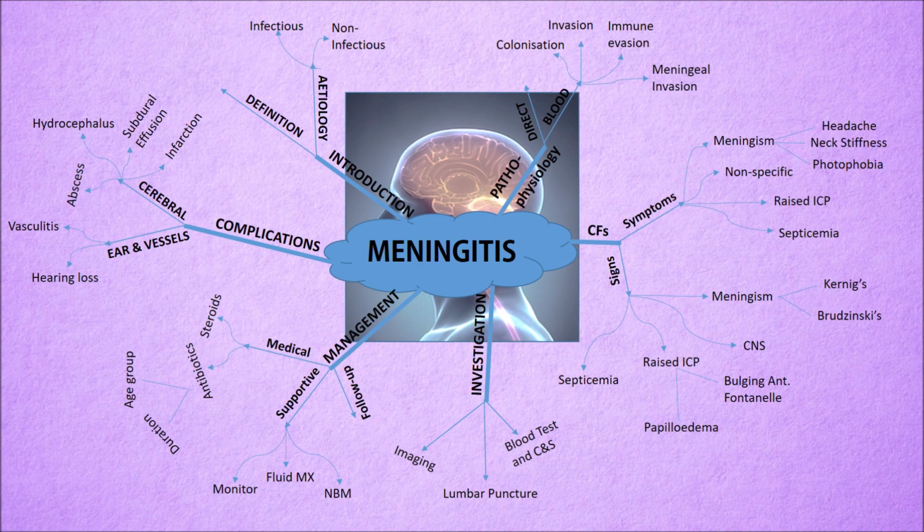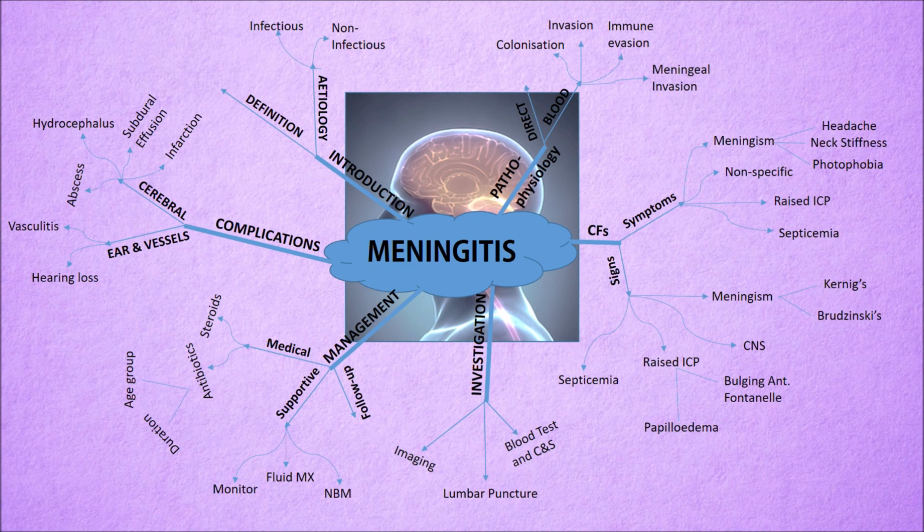For the signs, for the younger children where they cannot really follow our instructions, it's very difficult to elicit signs like Kernig or Brudzinski. So for them, the most reliable sign is via the neurological examination, where we elicit hyperreflexia, which is suggestive of meningitis. And for the older children who can follow the instructions of doctors, we can elicit the signs of meningism, which are Kernig or Brudzinski.